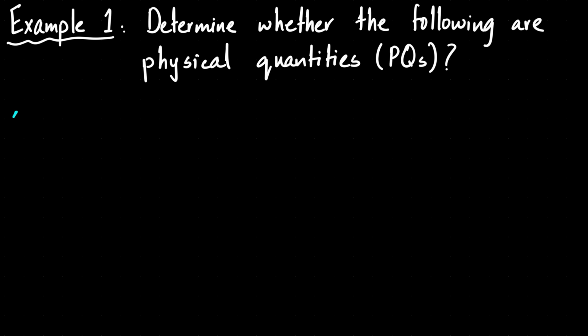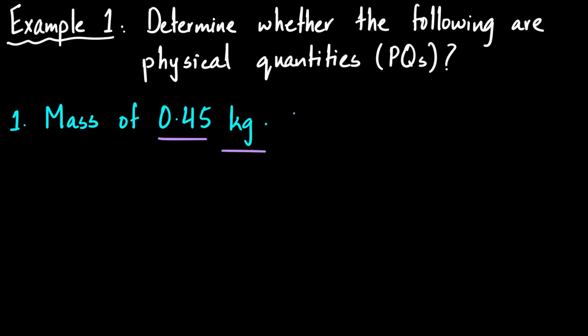Let's start with the first one. So if we are talking about a mass of 0.45 kg, this is the question: is this a physical quantity or not? So does it have a magnitude? Yes. Does it have a unit? Yes. So this is a physical quantity.